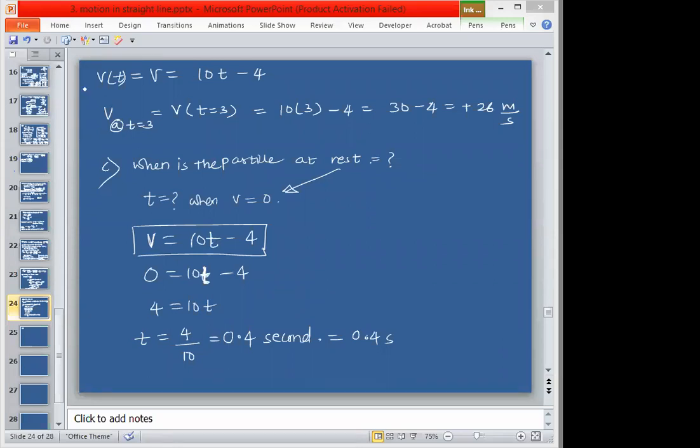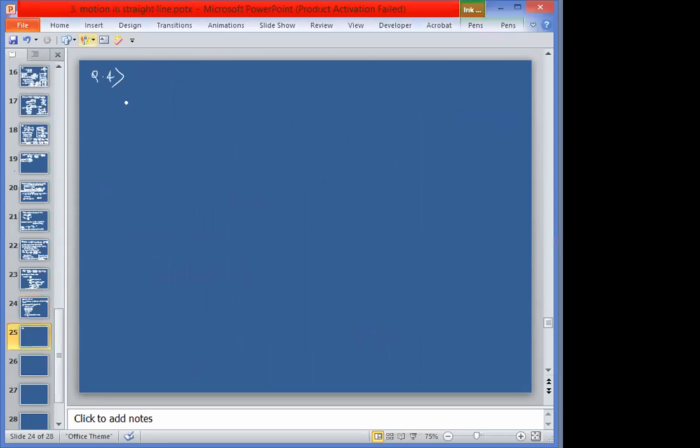Next, on the next page write down question number 4. Let me read the question and let us model the question here. You also do the same. Position of the particle moving along the straight line is given by x = t² - 4t. The particle is moving only on one straight line, so instead of giving the position as r, people give the position as x. The unit of position is meter, and time is in second.